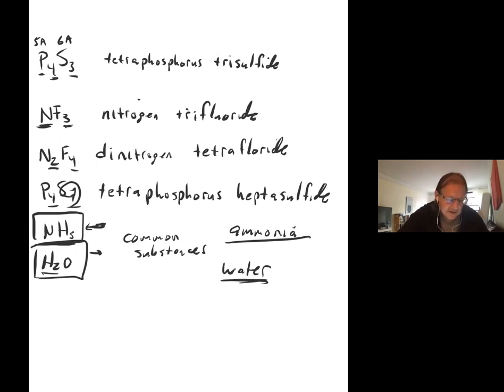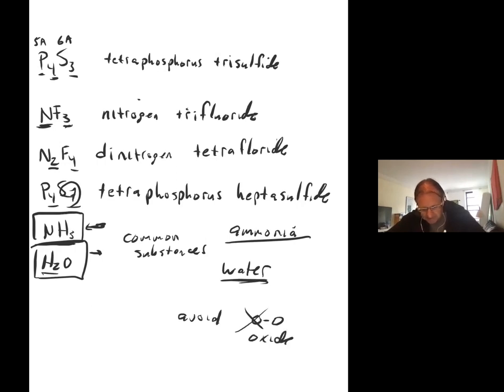So there's your rules. First element, second element, change to IDE. If the first element only has 1, don't use mono. But if it has 2 to 10, use the prefix. Second element, always use the prefix. Avoid OO. So not monooxide, just drop one of them and make it monoxide. Optional, if you've got an A and an O, for example hexaoxide, you can get rid of the A and just call it hexoxide. That's actually more common.